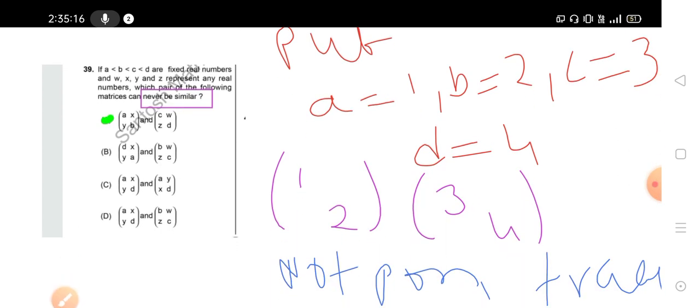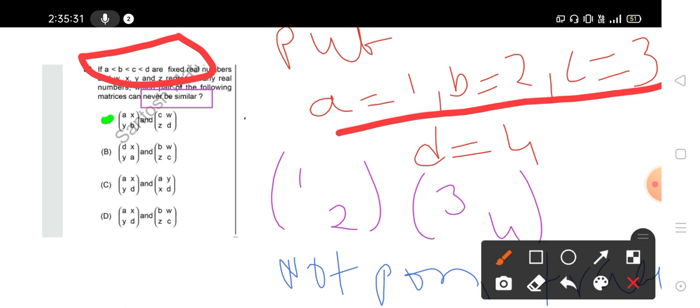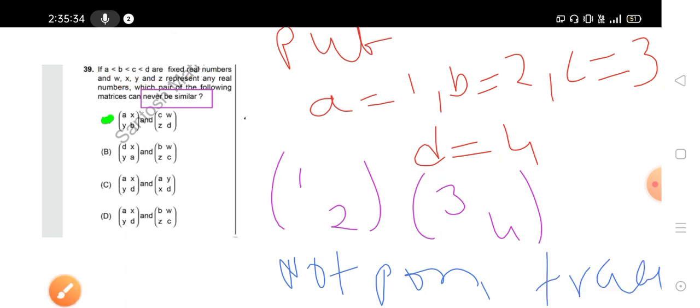Next question. If a, b, c, d with a less than b less than c less than d are fixed real numbers, I take a equal to 1, b equal to 2, c equal to 3, d equal to 4. And real numbers w, x, y, z represent any real numbers. Which pair of the following matrices can never be similar? What is a similar matrix? A and B are similar if both matrices have the same trace, same eigenvalues, same determinant.